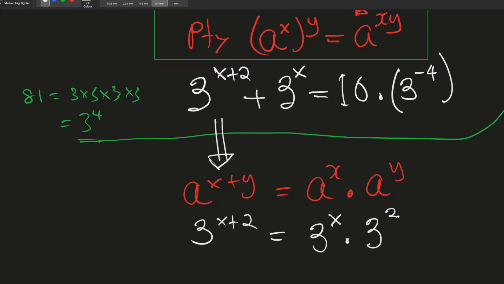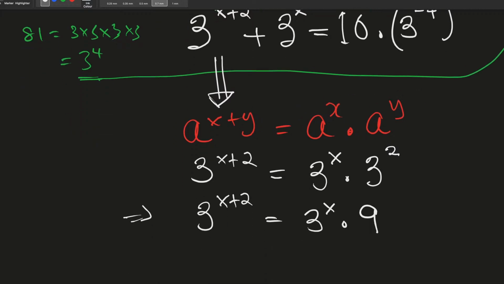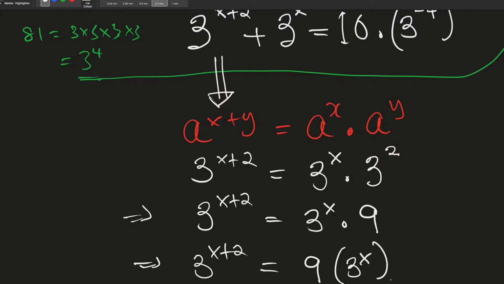Okay, and we can further expand this by saying that 3 raised to the power x plus 2 is equal to 3 raised to the power x times 9, because we know 3 squared will always give us 9. I always like to simplify things in such a way that it makes things easier for me. So I can say that 3 raised to the power 2 is the same as 9 multiplying by 3 raised to the power x. You see, all I've done is factorize the 3 raised to the power x out.